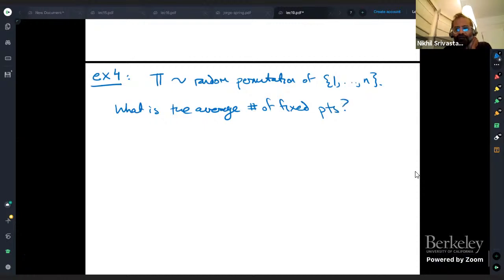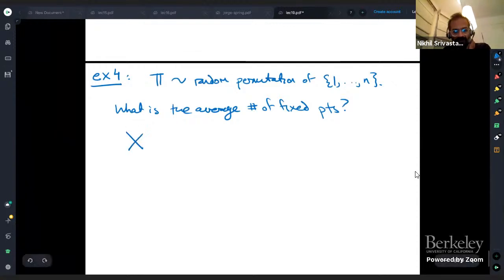Now, if you really wanted to do this, there are a number of ways to do it, but some of the ways are kind of hard. If you literally went through the sample space, computed the probability of every possible number of fixed points, and then averaged them, you would get the answer. That's correct.